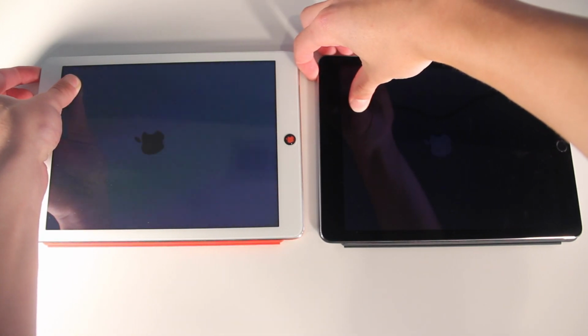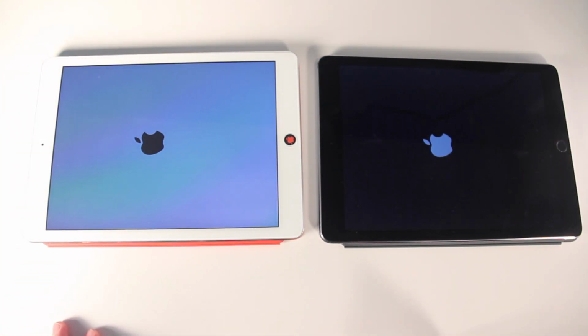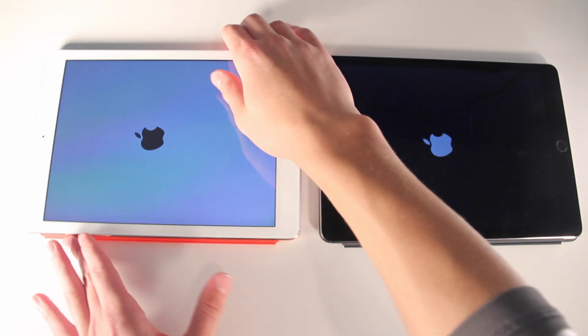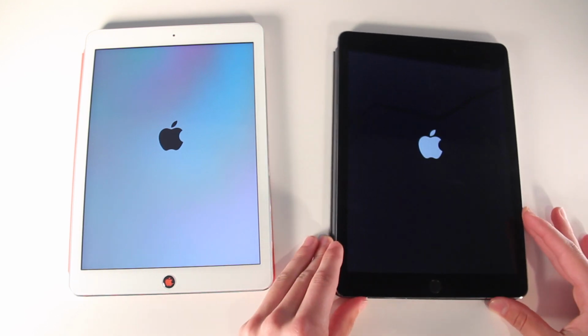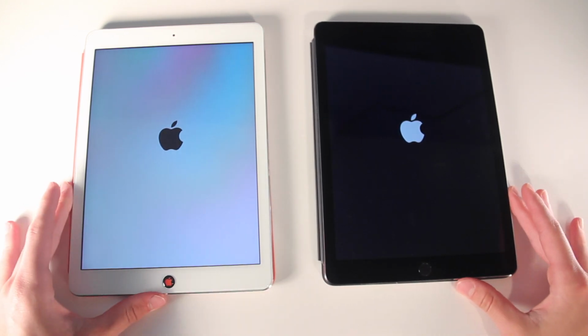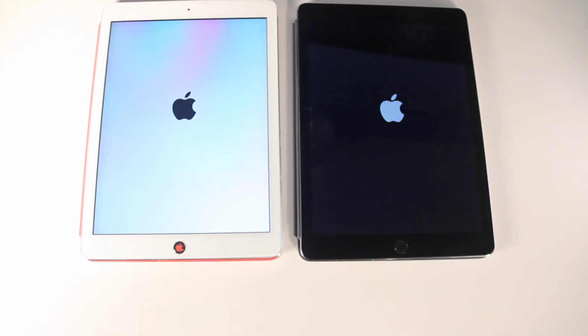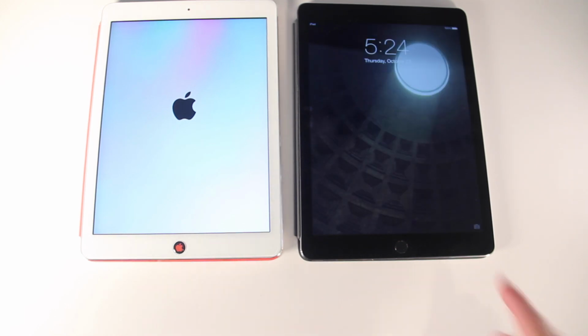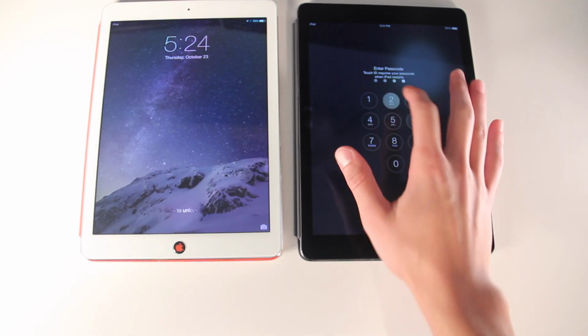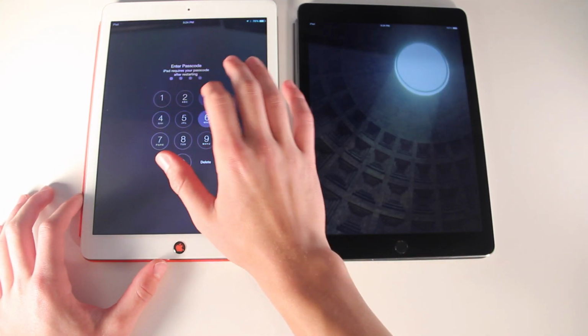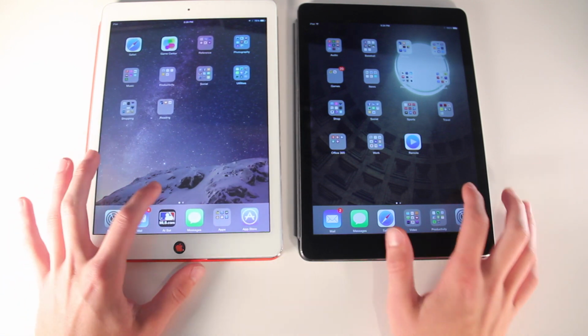So for the first test, we're just going to do a boot up test. This isn't a huge issue between devices, but I just want to see how each one compares. I did try to do a boot down test, but both screens went black instantly, so I couldn't tell which one finished first. So I'm going to fast forward through this briefly, and you can see which one wins. The iPad Air 2 did come ahead just a little bit before the iPad Air, maybe 2 to 3 to 4 seconds.